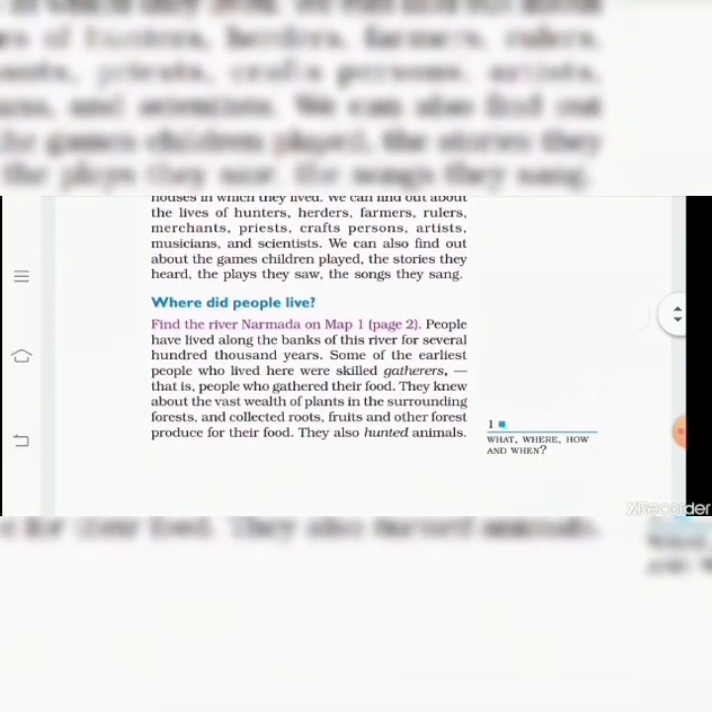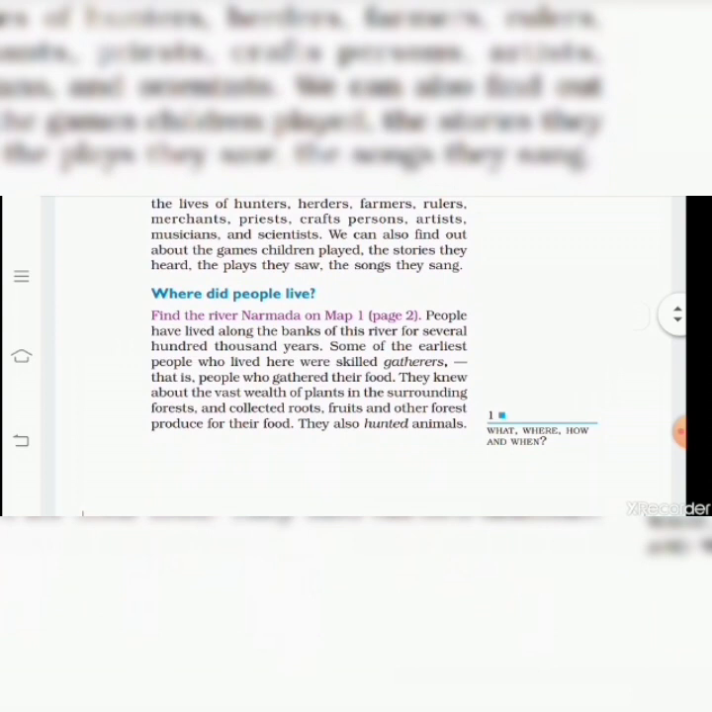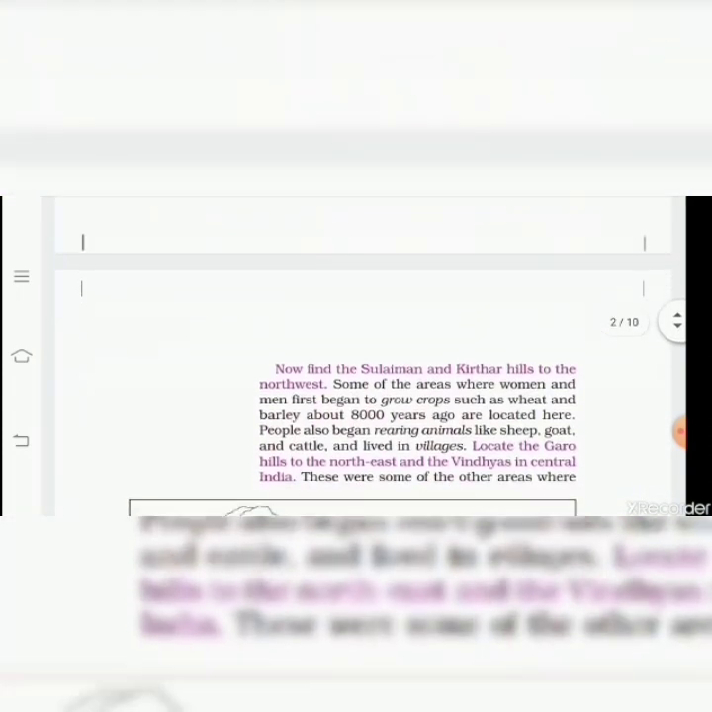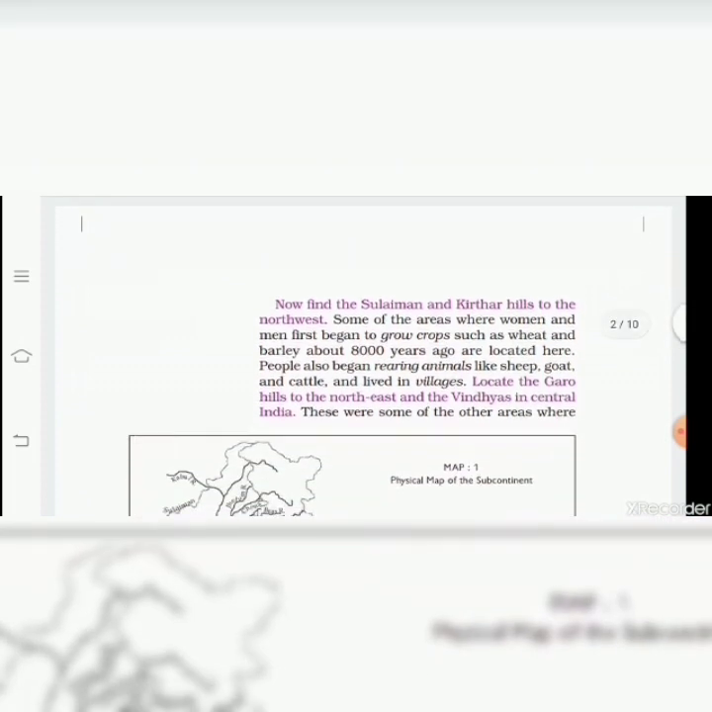Where did people live? People have lived along the banks of this river for several hundred thousand years. It means earlier people used to go from place to place in search of food. Slowly they became food gatherers and then producers, that is, they started growing crops. Early man lived in caves. After they became food producers, they started to live near water bodies. They used to hunt animals for food and for skin to use as clothes. Now the question arises: why did they live near water bodies? This is because they needed to irrigate their fields.